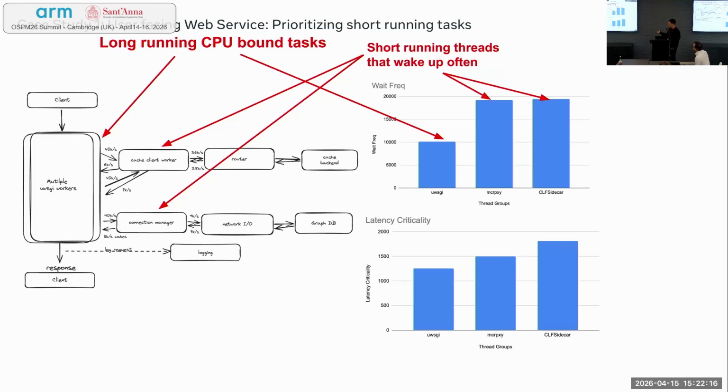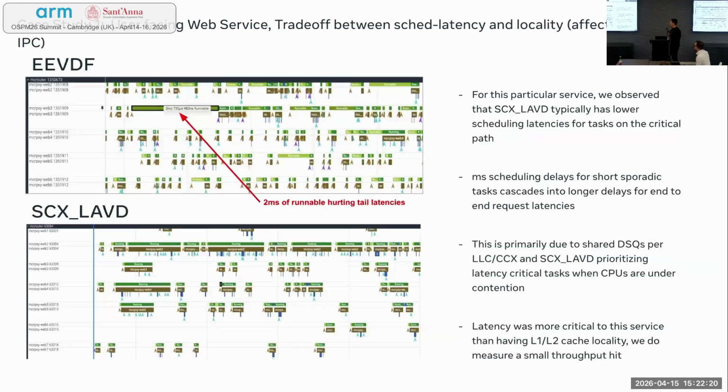And what does this translate to for the service? In general, or at least for this particular service, we measured that the tail latency tends to be much lower for LAVD. In the normal case, or rather in non-contended cases, the wake-up latency isn't so bad. But as we increase contention or during periods of bursts, we see LAVD having much shorter wake-up latencies.